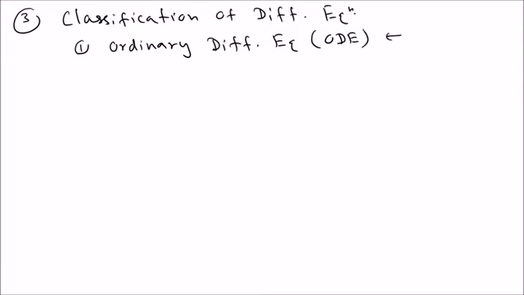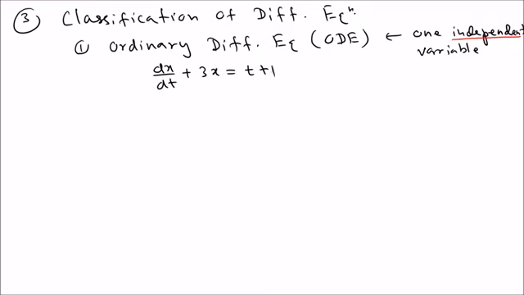In this one, we have one independent variable. So an example would be something like this: dx over dt plus 3x equals t plus 1. You can see the independent variable is t, and thus there are no more independent variables. So these are ordinary differential equations, ODE.